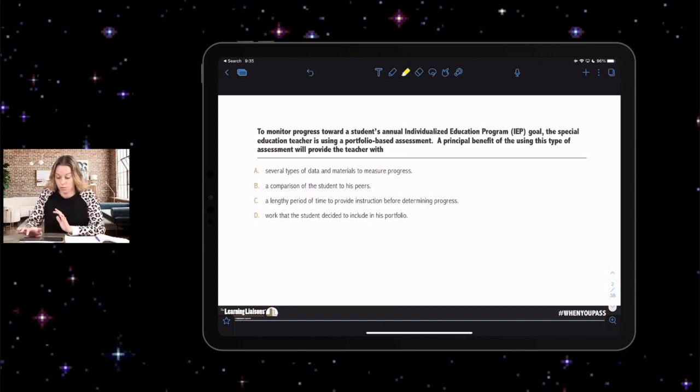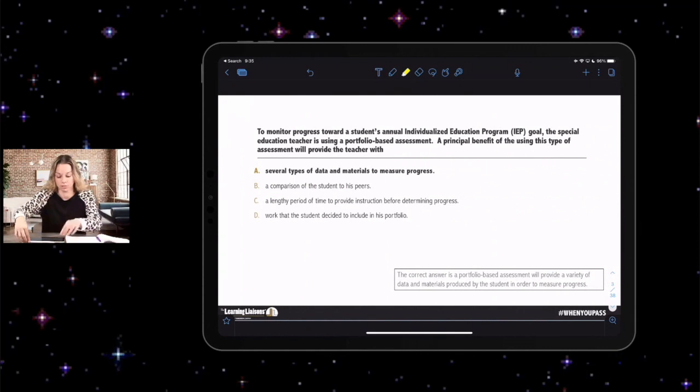So let's break down what the question is asking. Let's look for some of those keywords. Well, we know we're specifically talking about a student's IEP, which is going to be individualized for each student, depending on whatever their disability is, where we're going to be identifying their strengths, but we're also going to be identifying their areas for growth. So when we're talking about growth, a portfolio-based assessment is going to be a really great tool to be able to use, because portfolio-based assessments are meant to show growth over time.